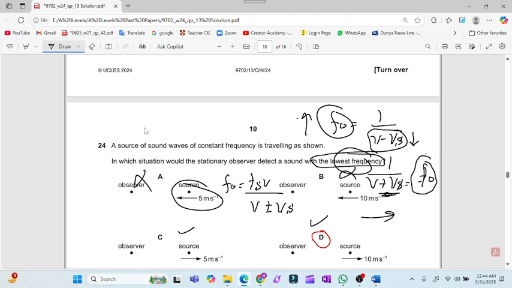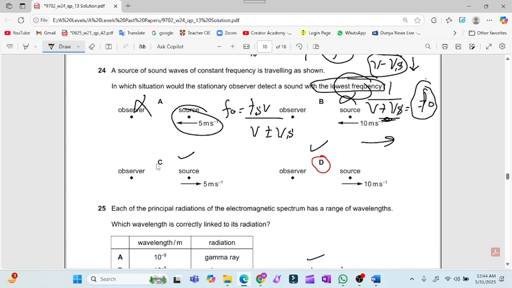So option A is invalid, option B is invalid, so option C and D. Now C is also invalid because it will not give the larger number. The larger number will be by this, so there is more change in the velocity. V plus Vs gives you the larger number, and it means that the frequency will be lowest. So option D is the valid option.